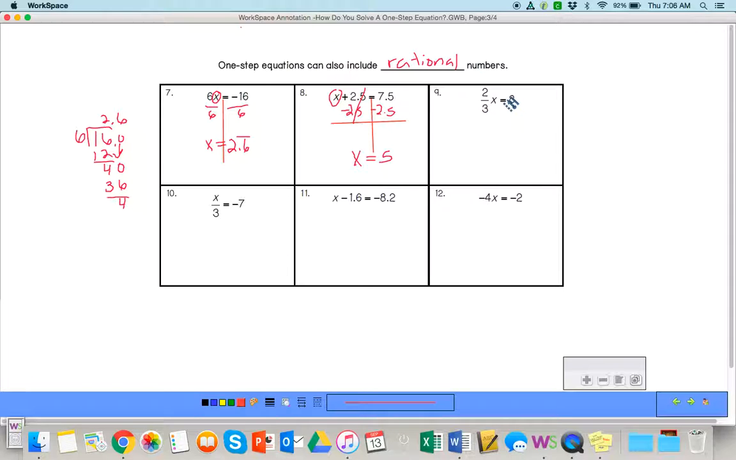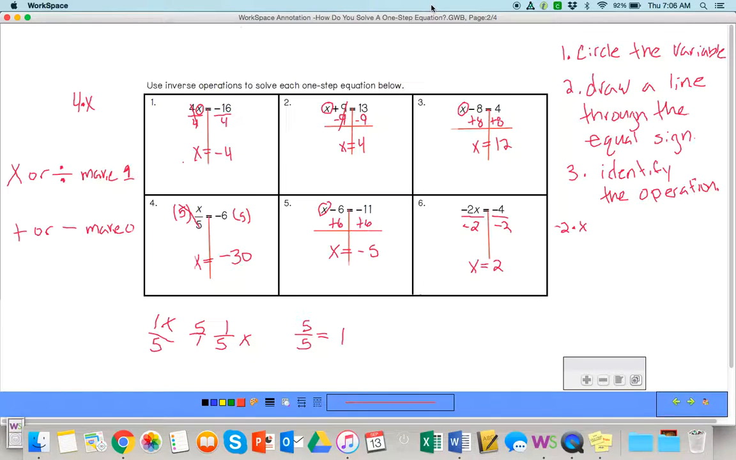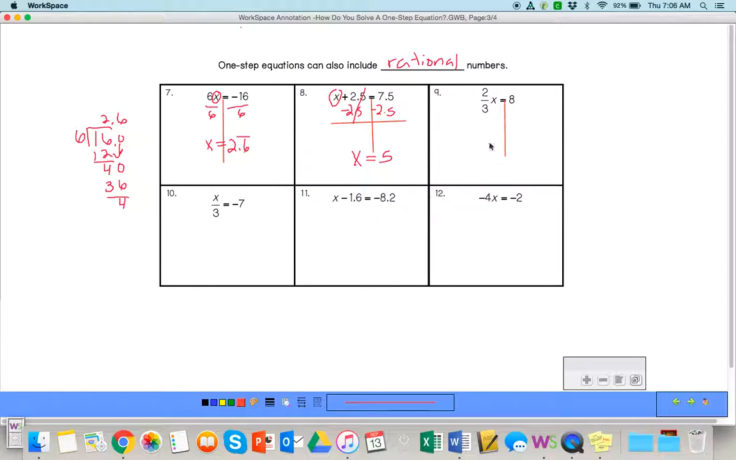This problem right here is very similar to the one that I showed you on the previous page, except, when I reworked it out, I showed you that it was the same as 1/5 x, okay? So we have 2/3 x. We want to make 1, because we want to end up with 1 times x, because 1 times x just gives us x. So if I am multiplying by a fraction, like we are in this problem, then we are going to multiply by its reciprocal, okay? And we're going to do that on both sides.